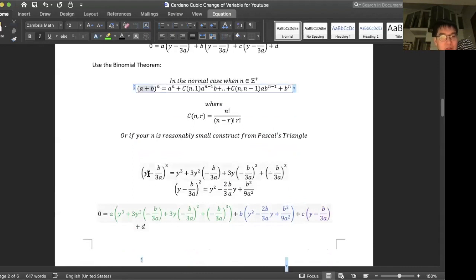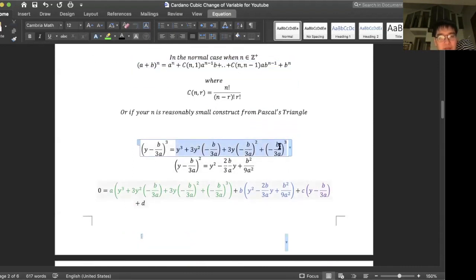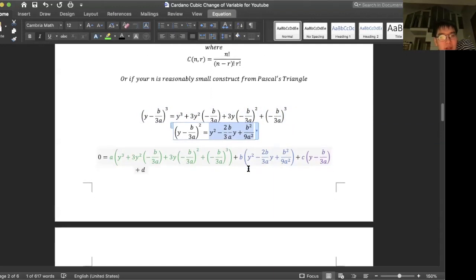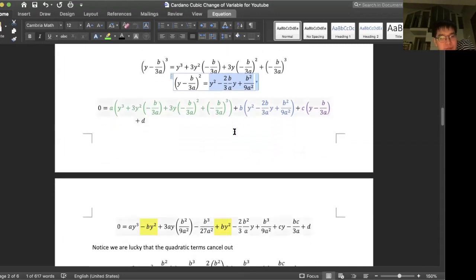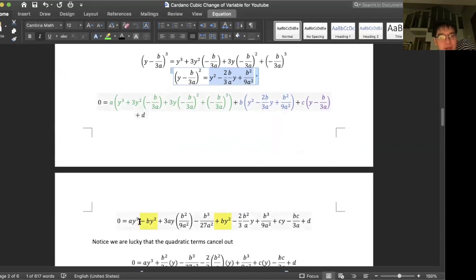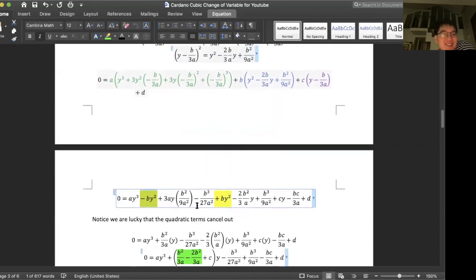So if you do the algebra correctly, you'll end up with this expansion for the cubic binomial and this expansion for the quadratic binomial. Then simply go and combine these terms together. For your convenience, I've highlighted them in different color text. And as you've noticed here by this yellow highlight, the quadratic terms cancel. So we do indeed get the depressed cubic from this. It's magic.